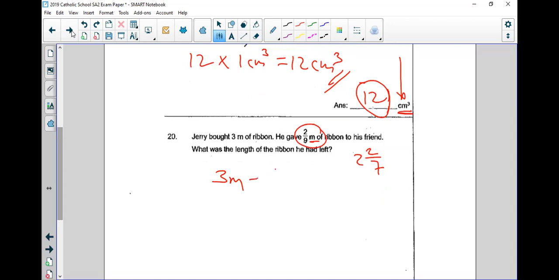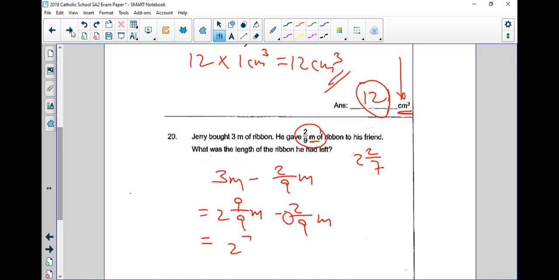So 3 whole minus 2 over 9. And how to minus? Change the whole number into a mixed number. Take out 1 whole, 2 wholes left, and the 1 whole becomes a fraction with the same denominator. Then you can minus already. So 2 wholes minus nothing is still 2 wholes.